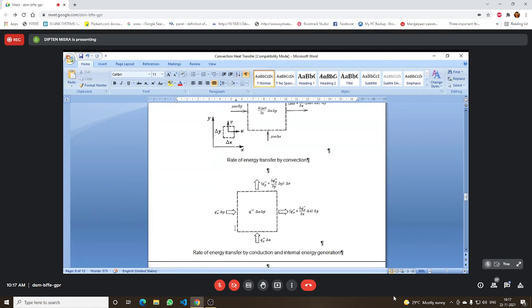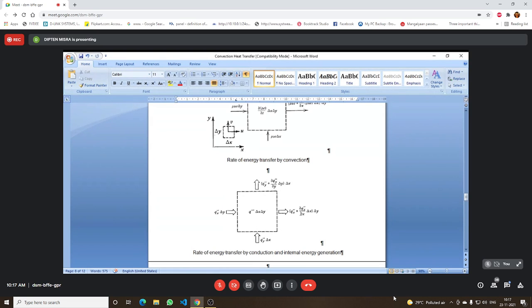And what is the rate of energy entering through conduction? The heat flux multiplied by the area. What is the area? Delta y into 1. This is the heat flux entering through the face, Qx double prime. Qy double prime indicates the heat flux along the y direction. And what is the area? It is delta x into 1. So these are the rate of heat energy entering: heat flux into area.